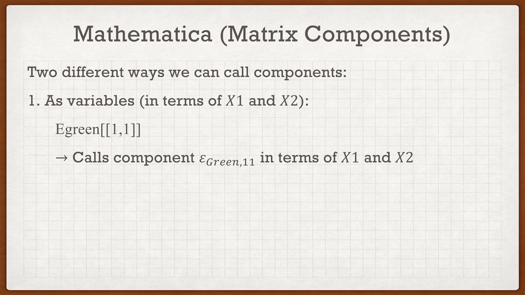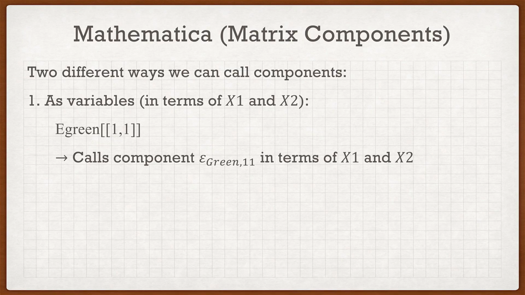Here's the key here. We want those double square brackets. If you do a single square bracket, it's going to think you're calling a function, which is why we have the double square brackets, because we're not calling a function. We're just calling the terms inside of the green strain matrix.